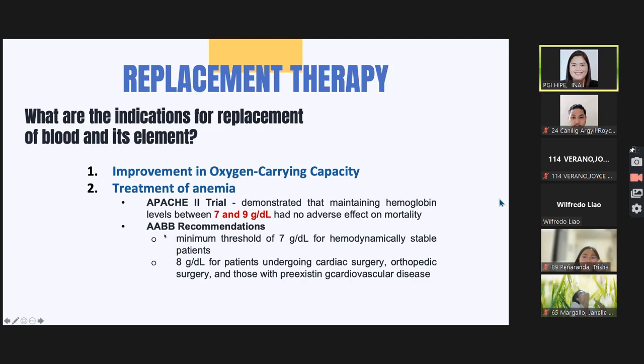And also in AABB recommendations, the minimum threshold is 7 grams per deciliter for hemodynamically stable patients and 8 grams per deciliter for patients undergoing cardiac surgery, orthopedic surgery, and those with pre-existing cardiovascular disease. The most common indication for blood transfusion in surgical patients is the replenishment of the blood volume. So measurements of hemoglobin or hematocrit levels are frequently used to assess blood loss, but can be occasionally misleading in the face of acute loss.